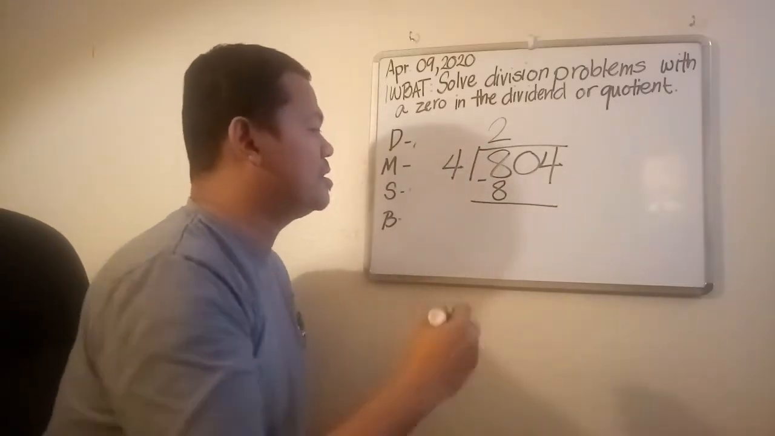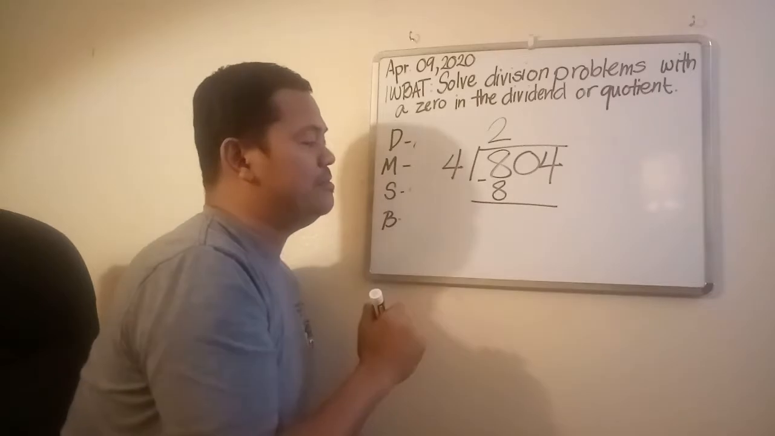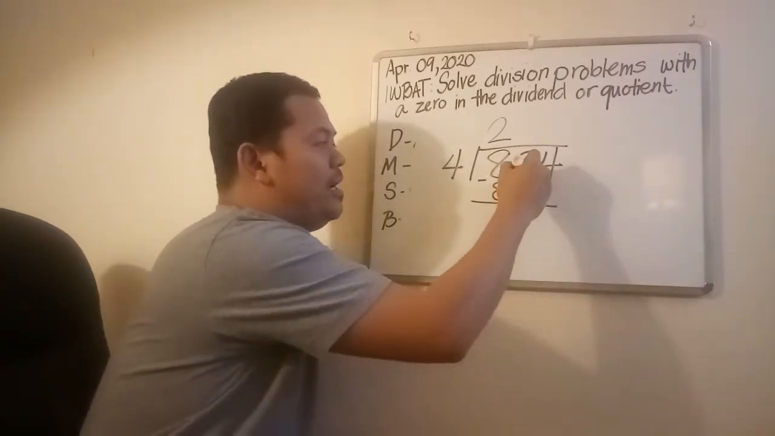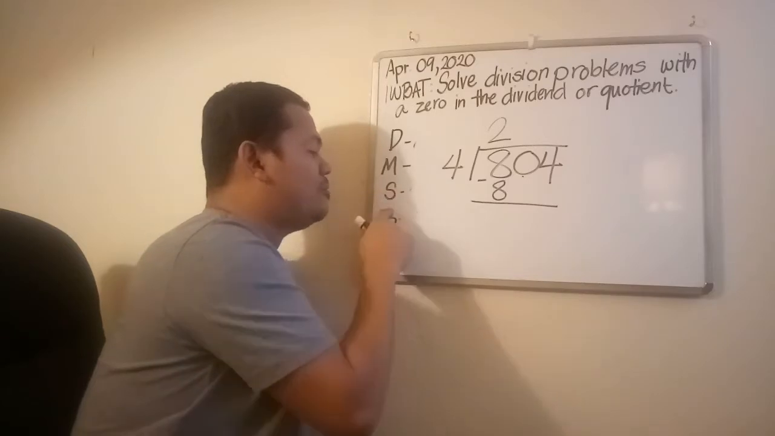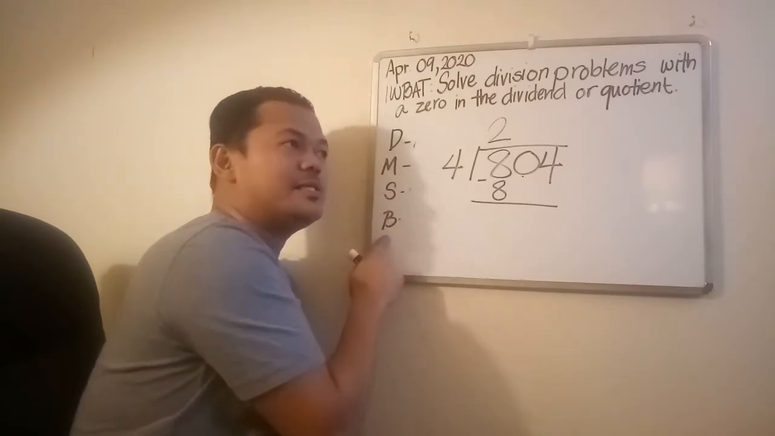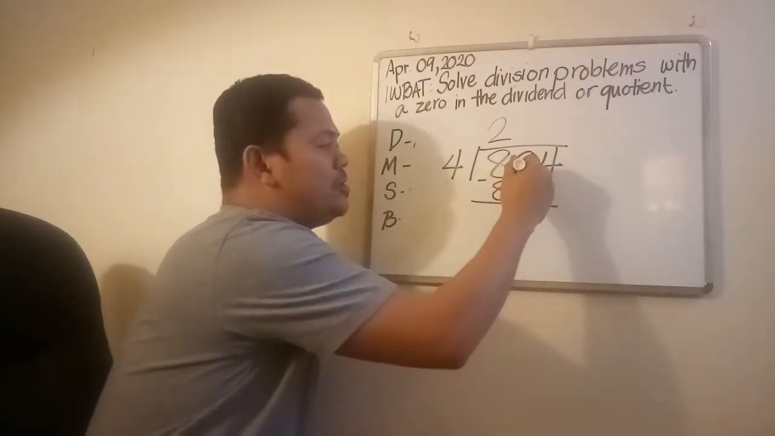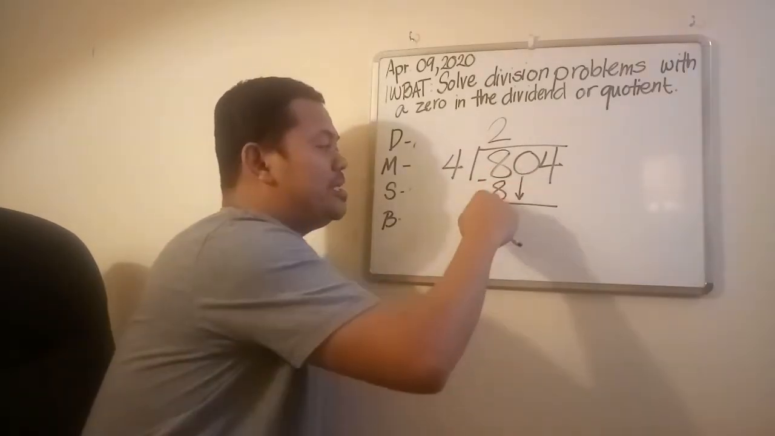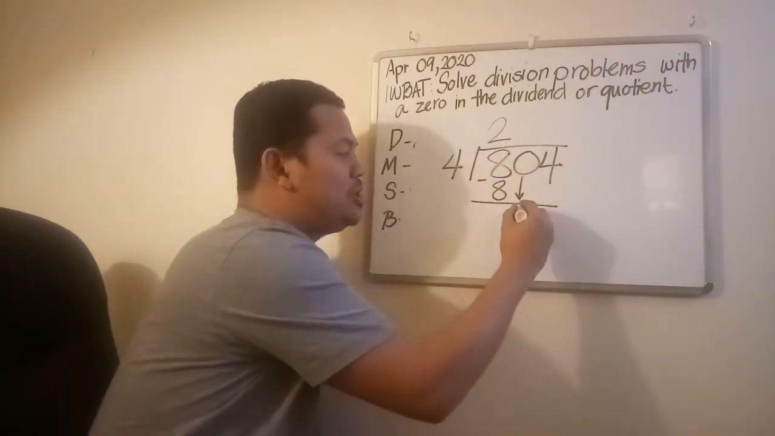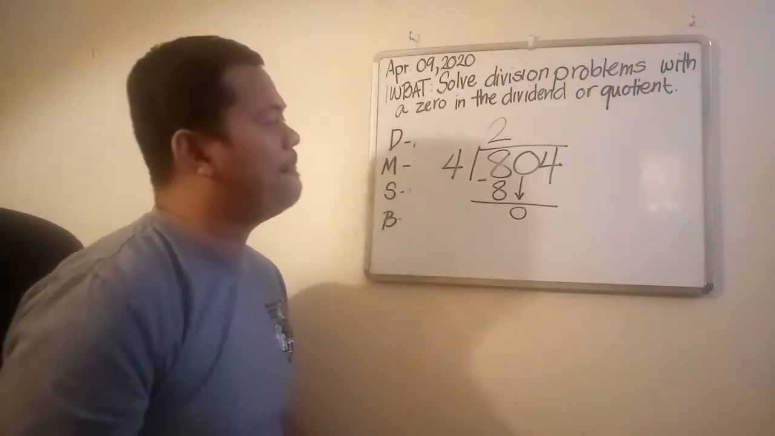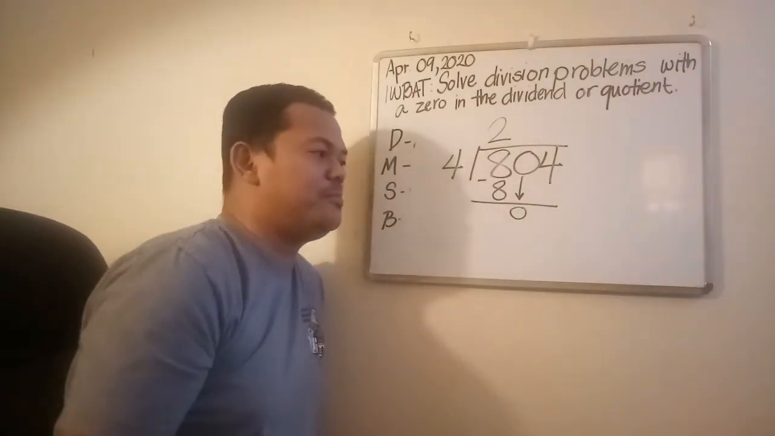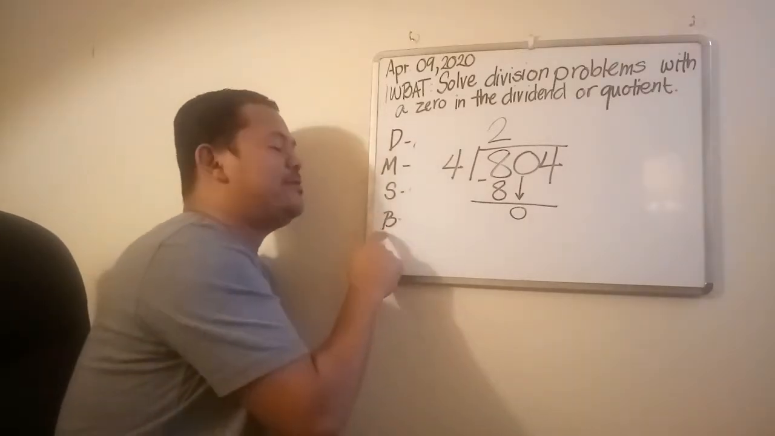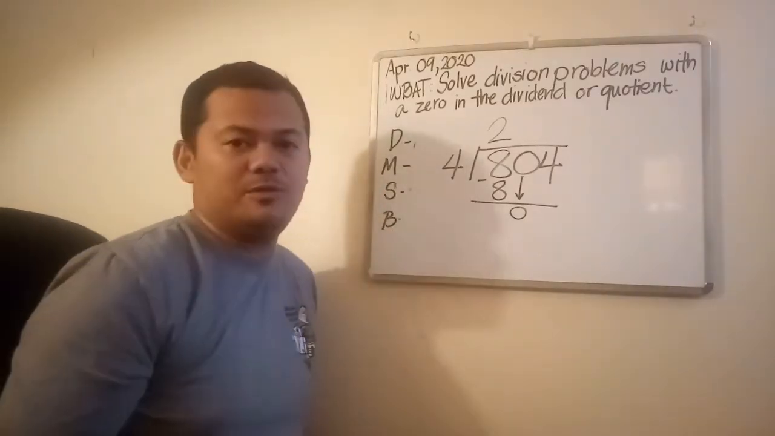We are not going to write the 0 here anymore, because it's 0. But after we subtract, B stands for bring down. So we bring down the number 0, because 0 is the next number in 804. You bring it down here. Because we brought it down, the next thing we do is go back to division.